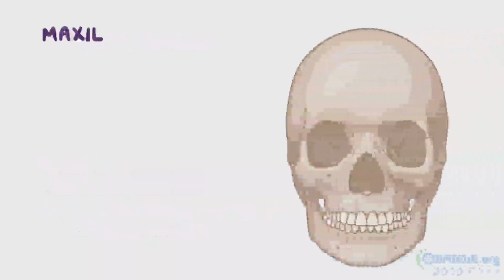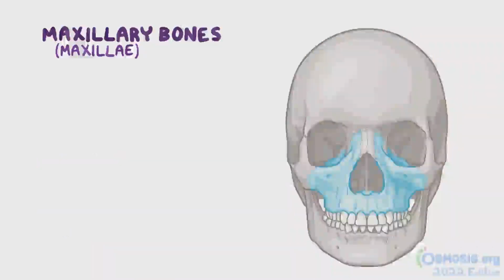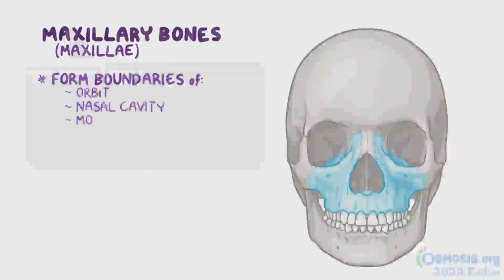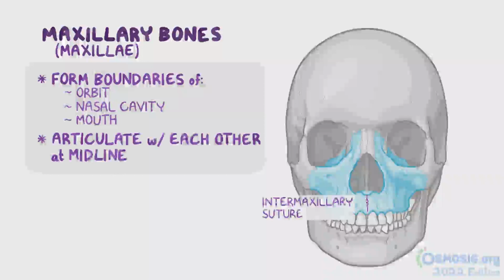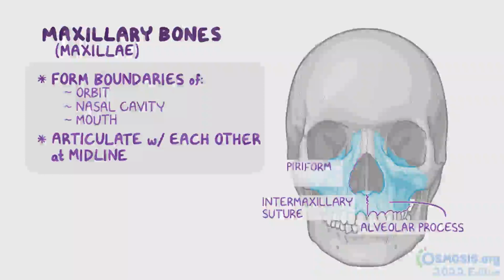Let's begin with the maxillary bones. These are two big irregular bones placed in the middle part of the face that form the upper jaw and help form the boundaries of the orbits, the nasal cavity, and the mouth. They articulate with one another on the midline, at the intermaxillary suture. The inferior border of each bone is called the alveolar process. That consists of a number of cavities, or alveoli, for the upper or maxillary teeth. The anterior border of both bones together form the piriform or nasal aperture.